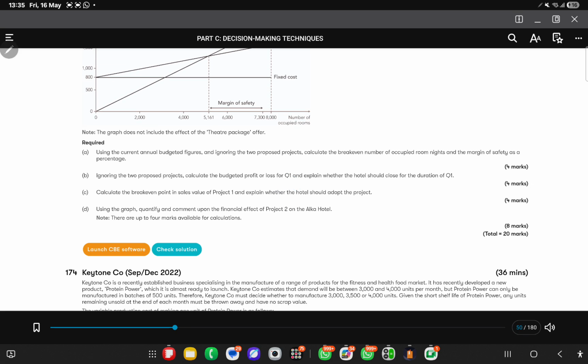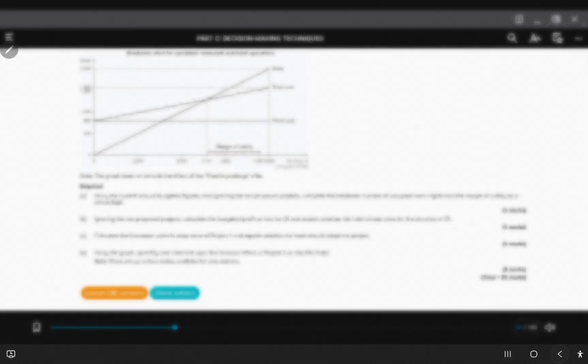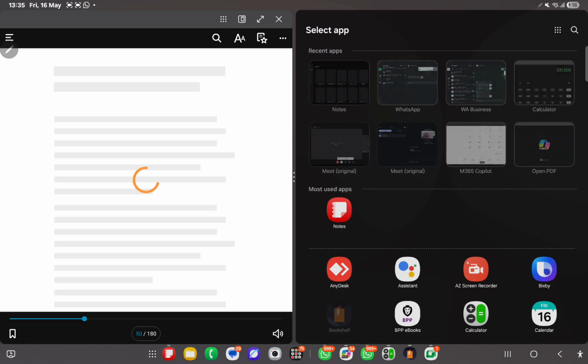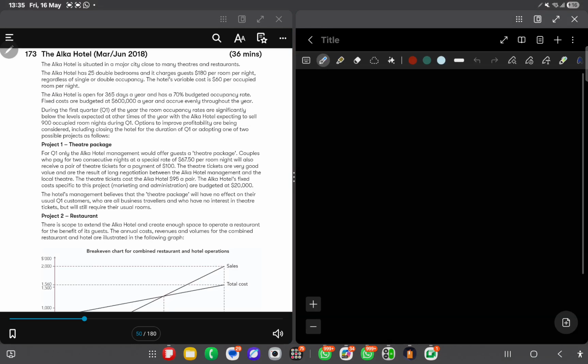Required: using the current annual budgeted figures and ignoring the 2 proposed projects, calculate the break-even number of occupied room nights and the margin of safety as a percentage. So what we will do now: the first requirement is to calculate the break-even point with no implication of those 2 projects.